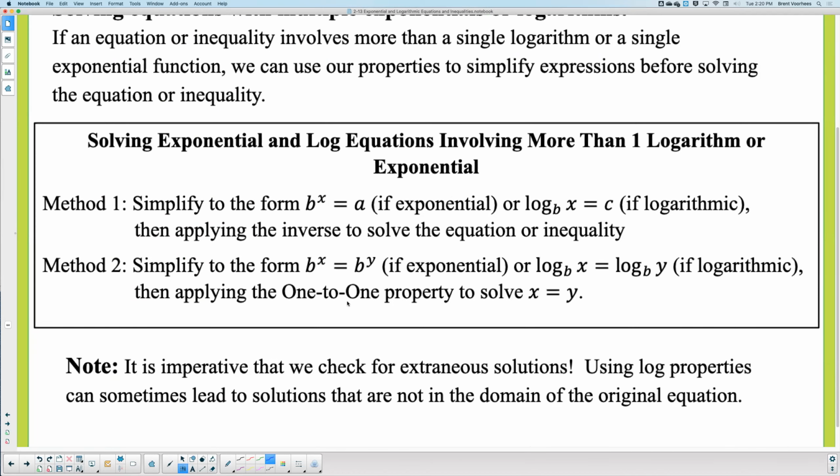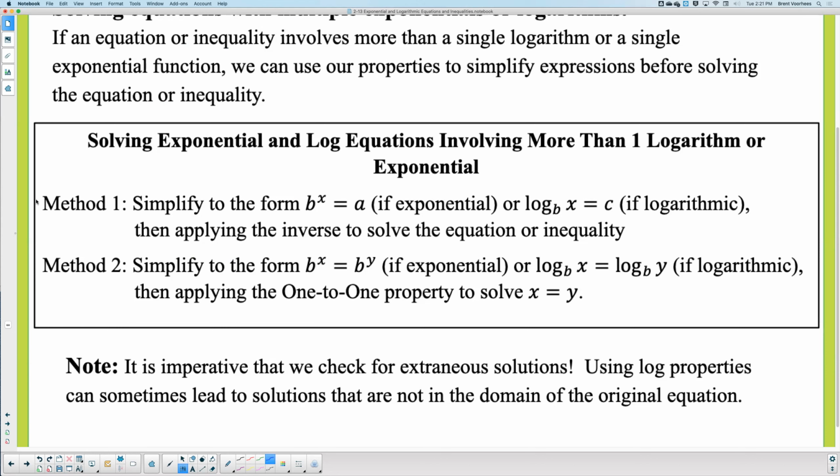You might remember this because I actually showed you this one-to-one property in the first half of Unit 2 on exponentials. I have shown you the one-to-one with exponentials. You just haven't seen it with logarithms yet. So now I'm just going to have both of them. So one-to-one property is what you're about to see.